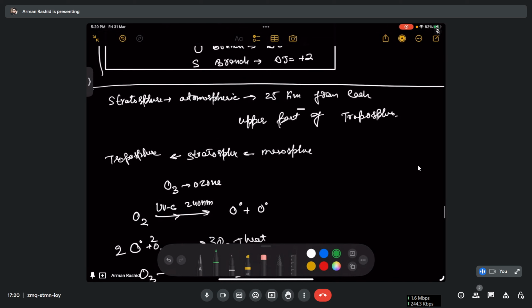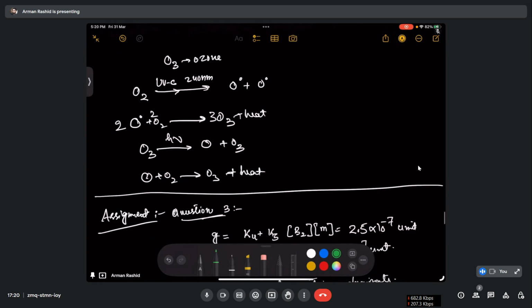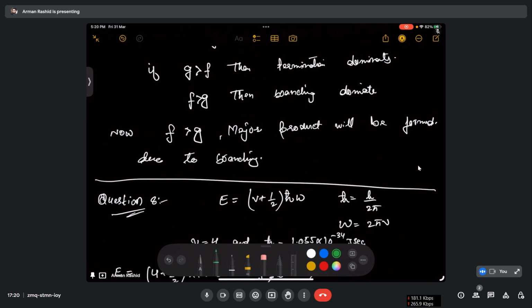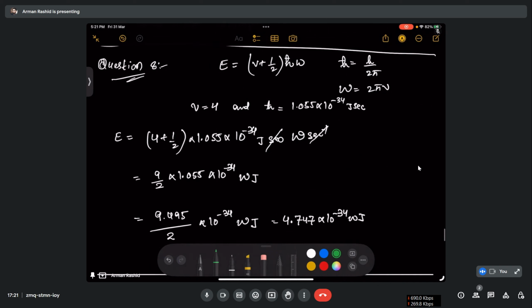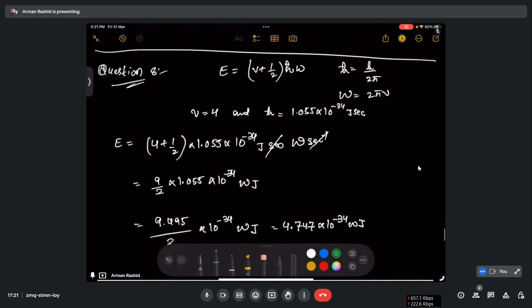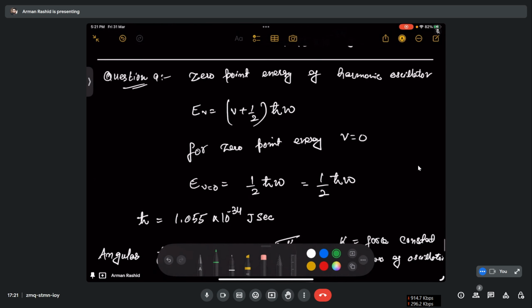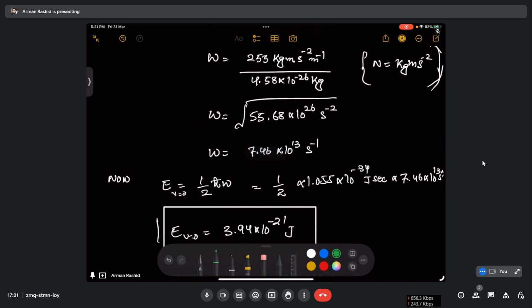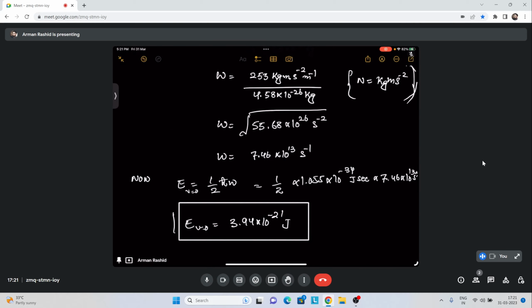Then we took up the question regarding the stratosphere, how the ozone is protecting the earth. Then we have assignment questions where I showed you that when the reaction coordinate is higher, that reaction will propagate more in our system, and we will get product from the reaction which has the higher rate constant. Then we have a question where we had to calculate the energy corresponding to v equal to 4, and a similar question to calculate the zero point energy, which we have calculated. So we have finished the spectroscopy. From the next lecture we can take other systems and other questions as well. This is almost the full spectroscopy that we have completed today.